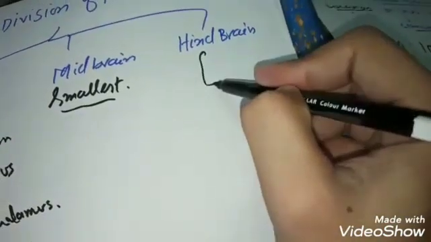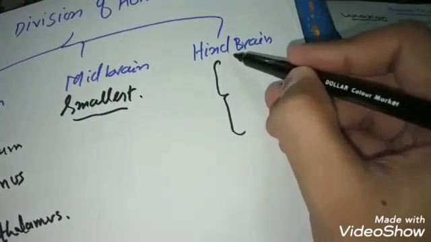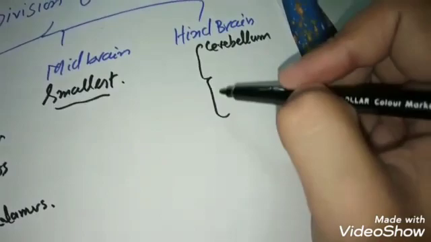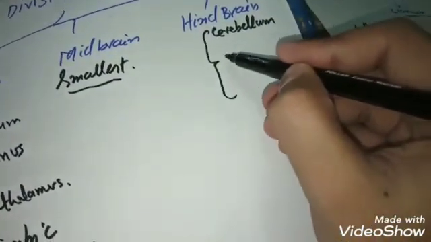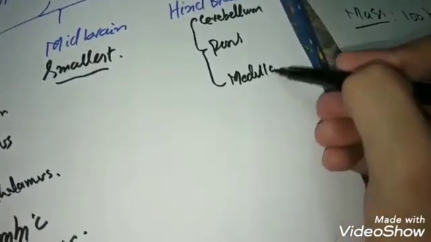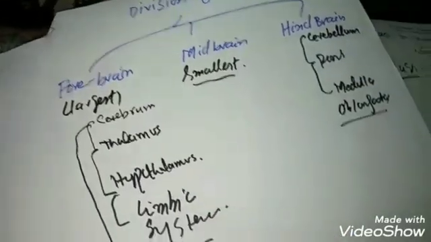The hindbrain also consists of three parts: cerebellum, pons, and medulla oblongata. The cerebrum is the largest part of the forebrain, and of the whole brain. The cerebrum is the greatest.